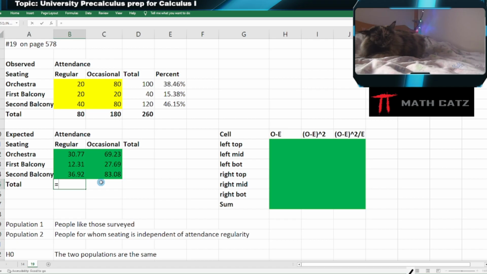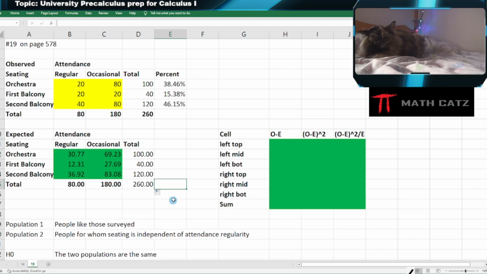I totally could. I could do the sum here of these guys and close the bracket. And I get 180 again. Now I formatted that to 2 decimal places, so it continues that formatting. I can do a total here just to check myself that if these totals are not the same as the original totals, then I did something wrong. So it's good to check yourself like that. I can change the formatting back, but I'm going to leave it just to save some time.